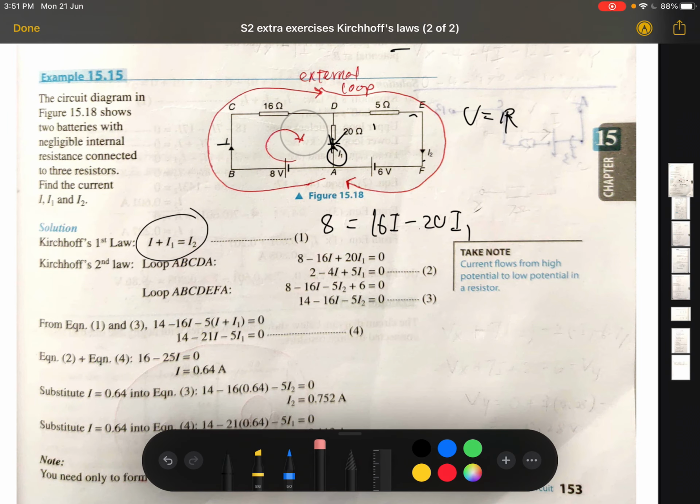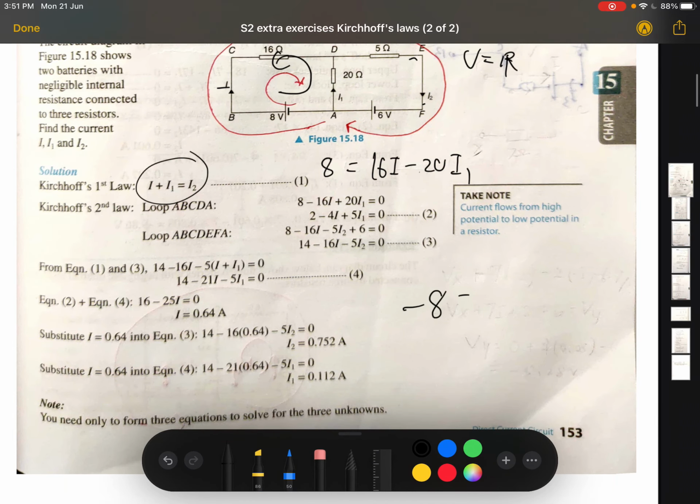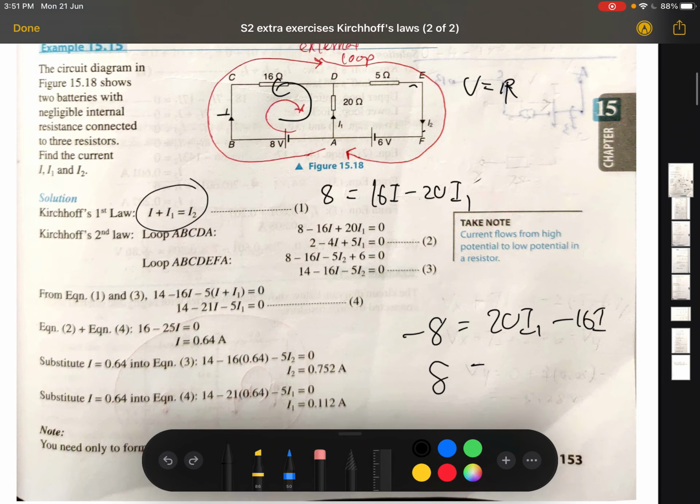Because if I were to go the other way, let's say I make my current loop go the other way, so it's going from negative to positive, it's going the opposite direction. So it'll be minus 8 equals 20I1 minus 16I, which is basically the same thing. They're the same. It's just that it's easier for you to follow the battery's loop, the current of the battery.